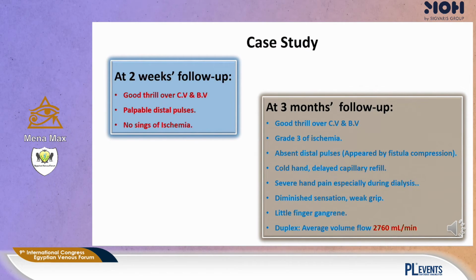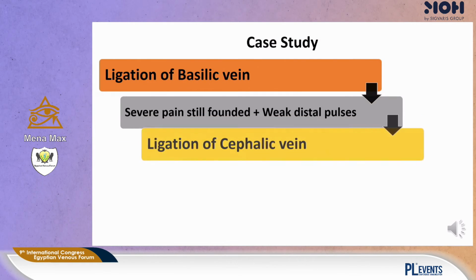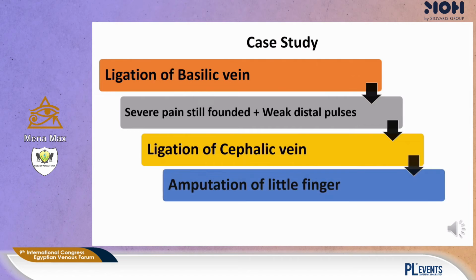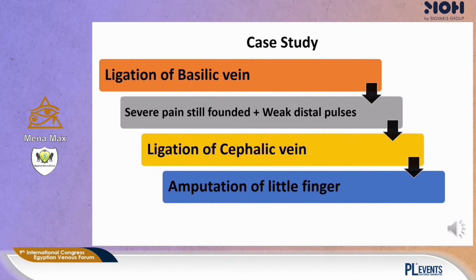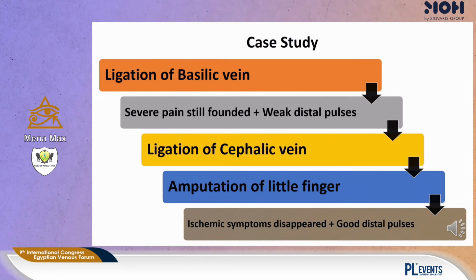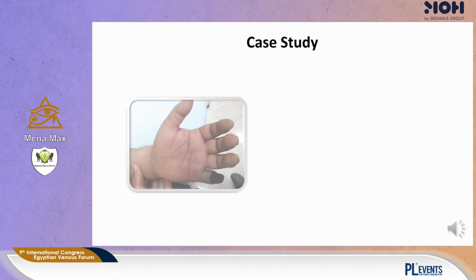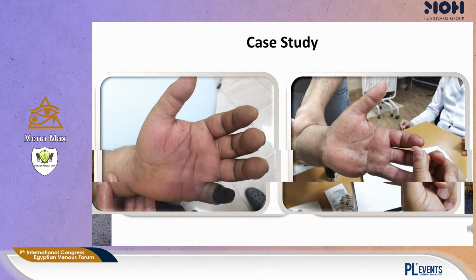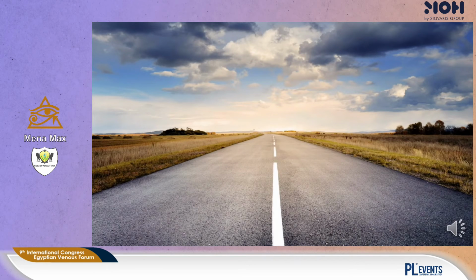After 3 months, the patient had grade 3 ischemia with little finger gangrene. We chose to ligate the basilic vein, but there was no improvement of the symptoms. Ligation of the cephalic vein with amputation of the little finger was done. Ischemic symptoms disappeared with return of distal pulses. This is before and after.